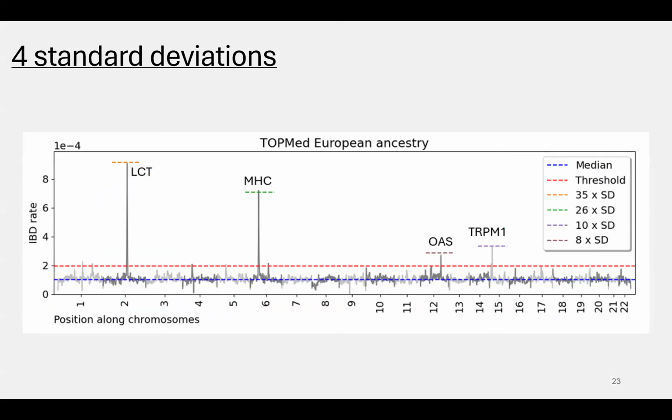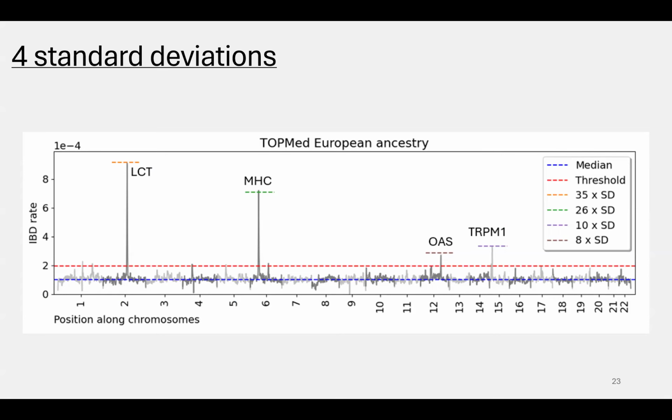I'll show results for our initial work, Temple, Waples, and Browning, from a preprint in 2023. On the vertical axis, we have the IBD rate. On the horizontal axis, I have position along the 22 human autosomes. This data is coming from a European ancestry sample group in a United States biobank. The vertical line is our median genome-wide IBD rate.